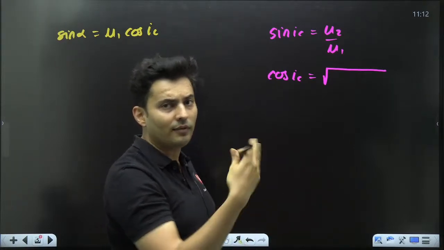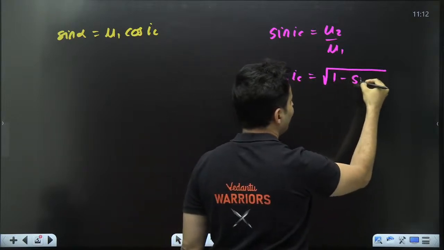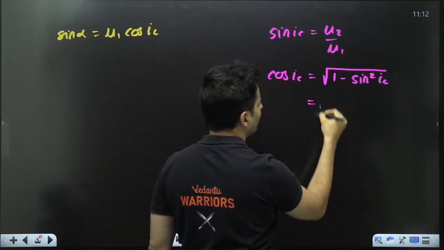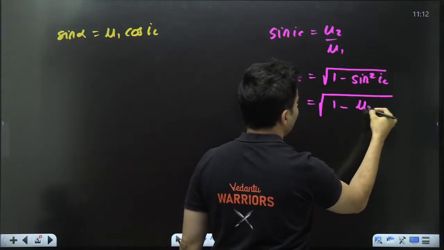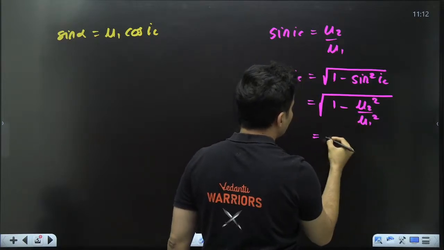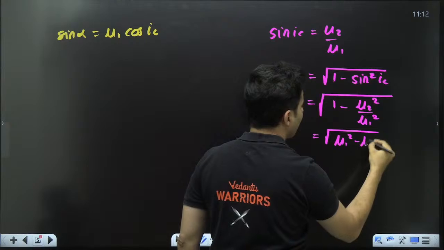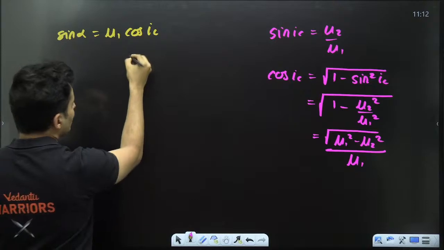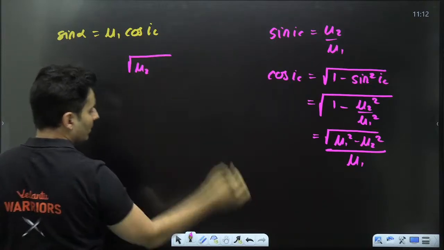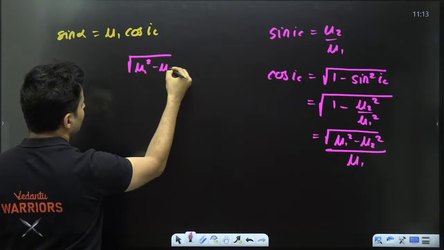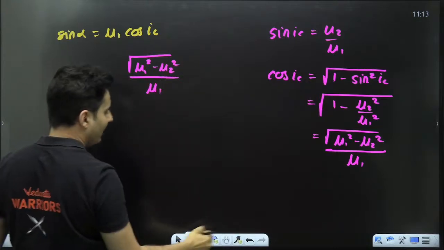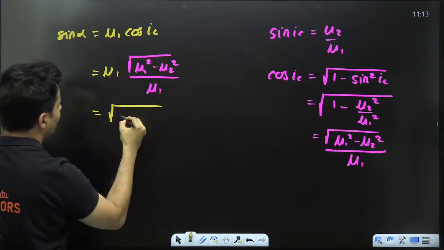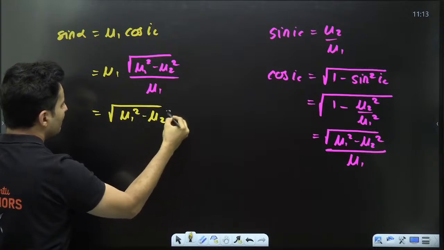So cos is root of 1 minus sine square theta, the entire thing under the root. So it will be nothing but 1 minus mu 2 square by mu 1 square. So it will be nothing but root of mu 1 square minus mu 2 square, the whole thing divided by mu 1. So substitute it over here. Root of mu 1 square minus mu 2 square, the whole thing divided by mu 1, and the remaining term is just mu 1. Mu 1 cancels. So I am left with mu 1 square minus mu 2 square.